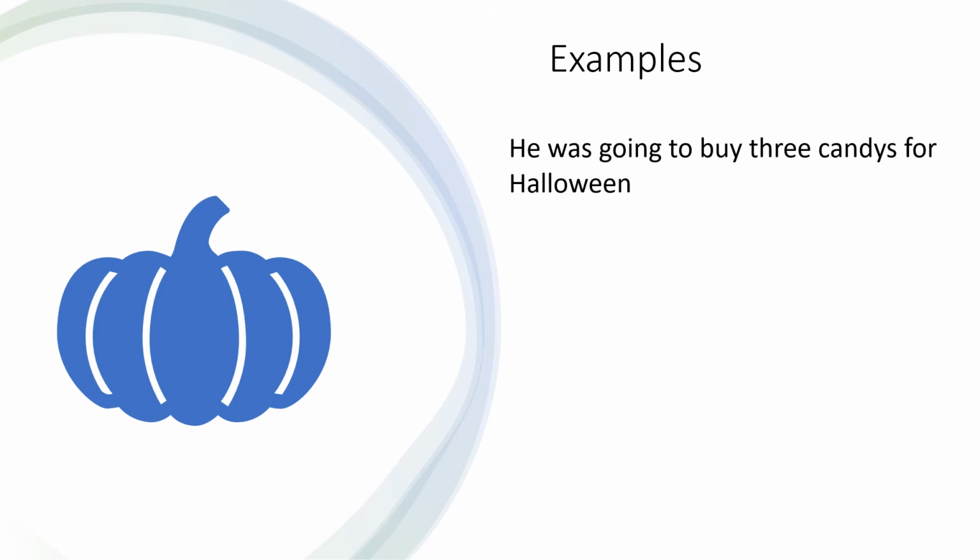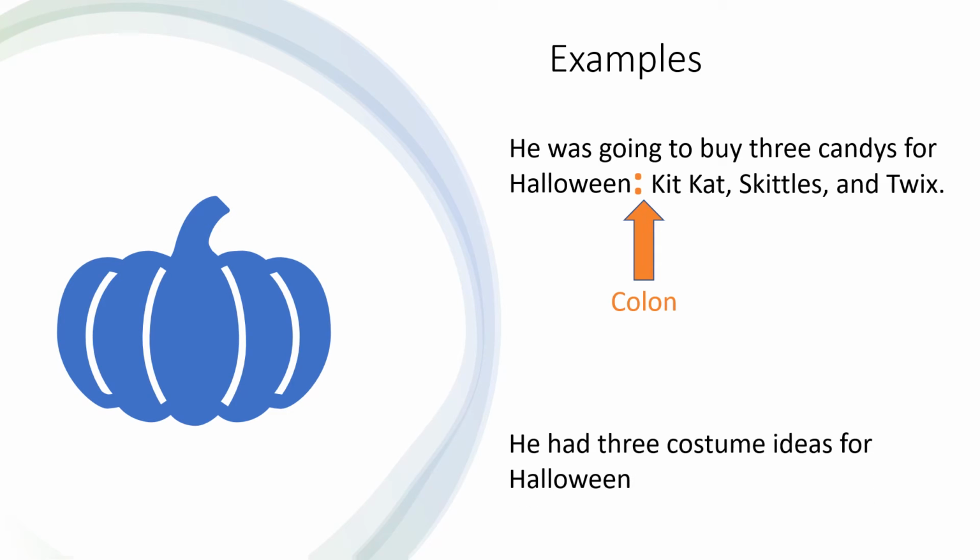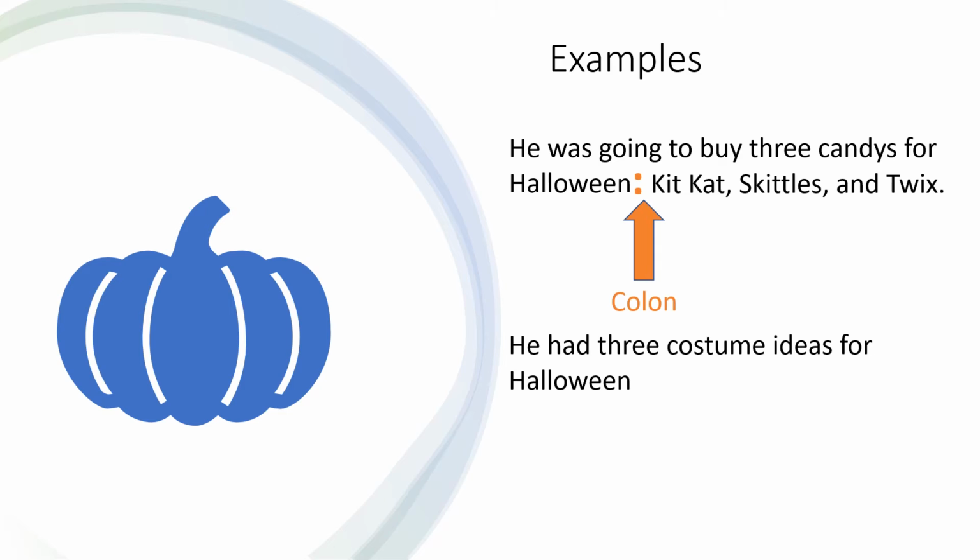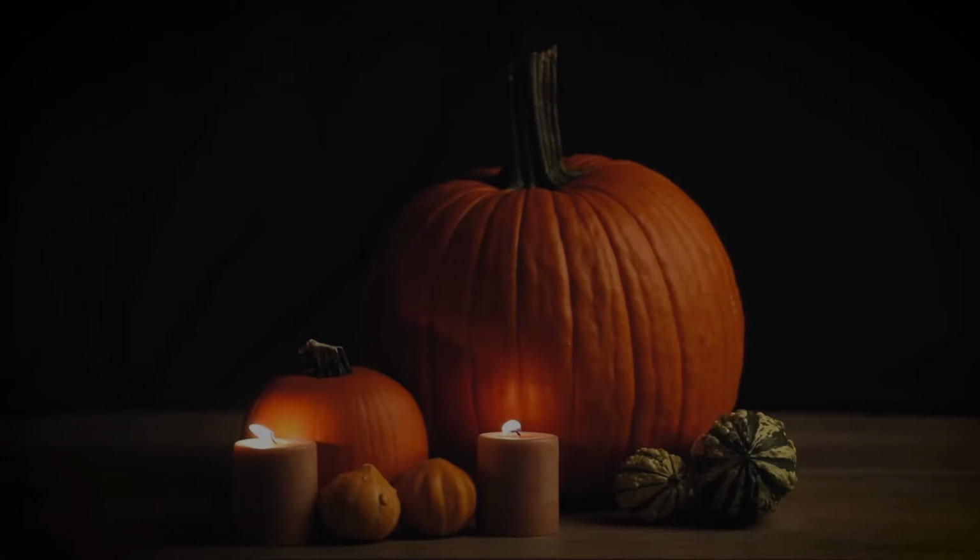He was going to buy 3 candies for Halloween. Here's the colon here, and to finish it off, Kit Kat, Skittles, and Twix. Another example is he had 3 costume ideas for Halloween. There's the colon here, a wolf, a bear, and a zombie.